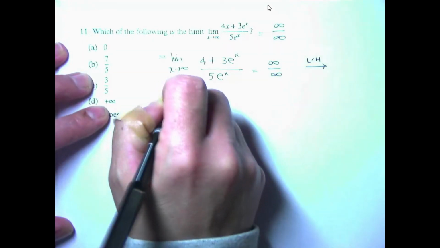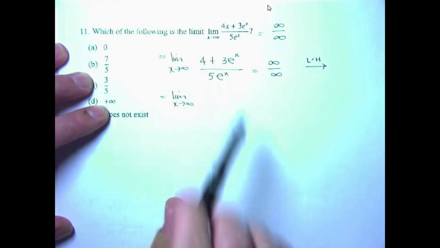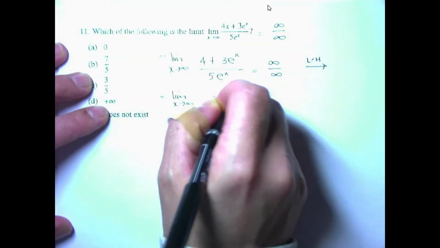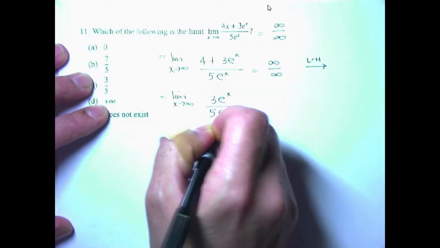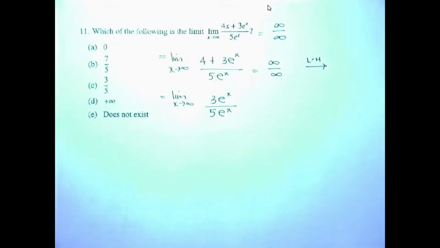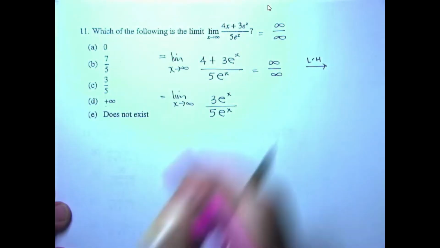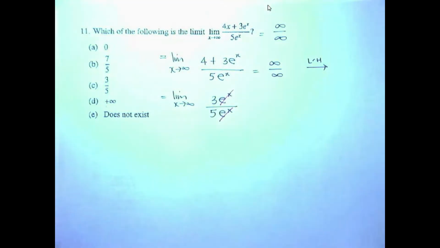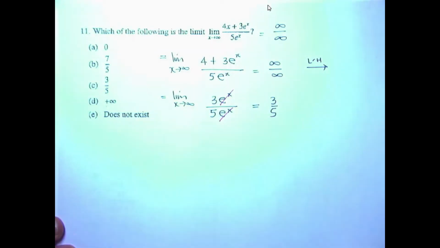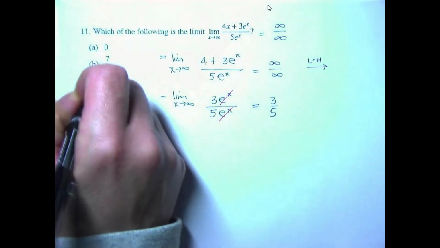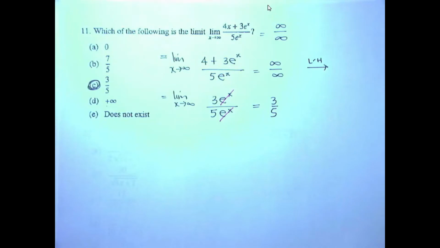So this will be equal to the limit as x goes to infinity. The derivative of 4 plus 3e^x is just 3e^x, over the derivative of 5e^x, which is 5e^x. Now, before I try to plug in this limit again, I'm going to clean it up. The e^x terms cancel out with each other here. And so really what I have here is the limit of a constant. The limit of a constant is just equal to that constant. So this guy is equal to 3 over 5.